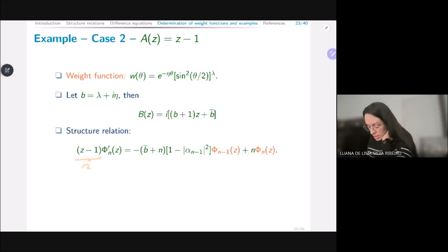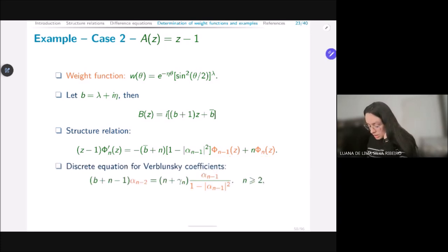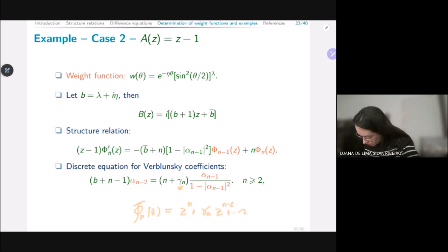So here is the A(z), multiplied by the first derivative of phi n, which could be written as a combination of polynomials of degree n minus 1 and degree n. And the discrete equation for the Verblunsky coefficients becomes this form. So we depend here on alpha n minus 2 and alpha n minus 1. And here, just to recall this coefficient gamma n, we are considering the monic polynomial. So this coefficient gamma n is this one.